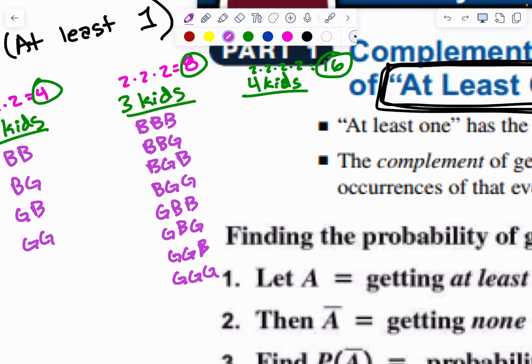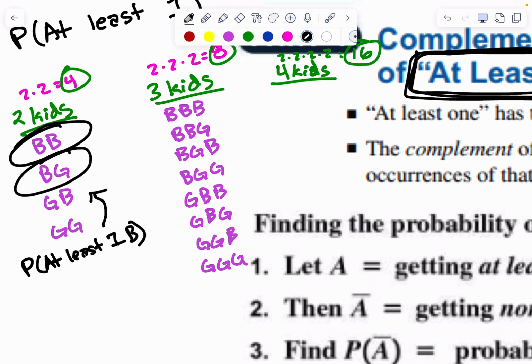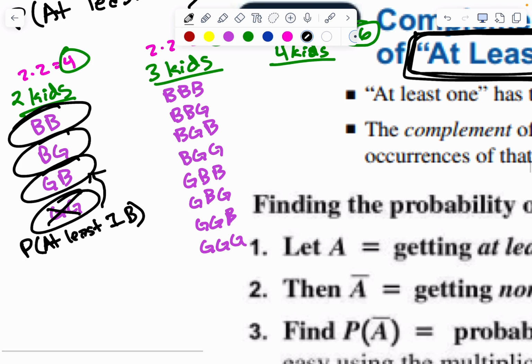If I'm doing this, I want to know the probability that I get at least 1 boy. Does this one give me at least 1 boy? Yes. Does this one give me at least 1 boy? Yes. Does this one? Does this one give me at least 1 boy? No. So what's the probability of me getting at least 1 boy? 3 over 4. I have a 75% chance of getting at least 1 boy. Got it?